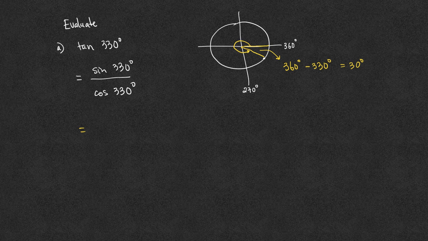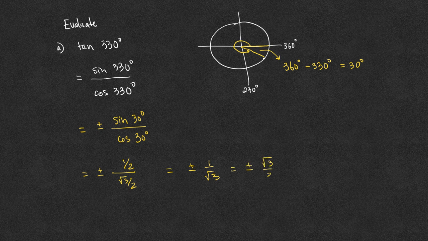Tangent of 330 degrees is plus or minus sine of 30 degrees over cosine of 30 degrees. But we know the sine of 30 degrees is 1/2 and cosine of 30 degrees is root 3 over 2. And so this is plus or minus 1 over root 3, or plus or minus root 3 over 3.